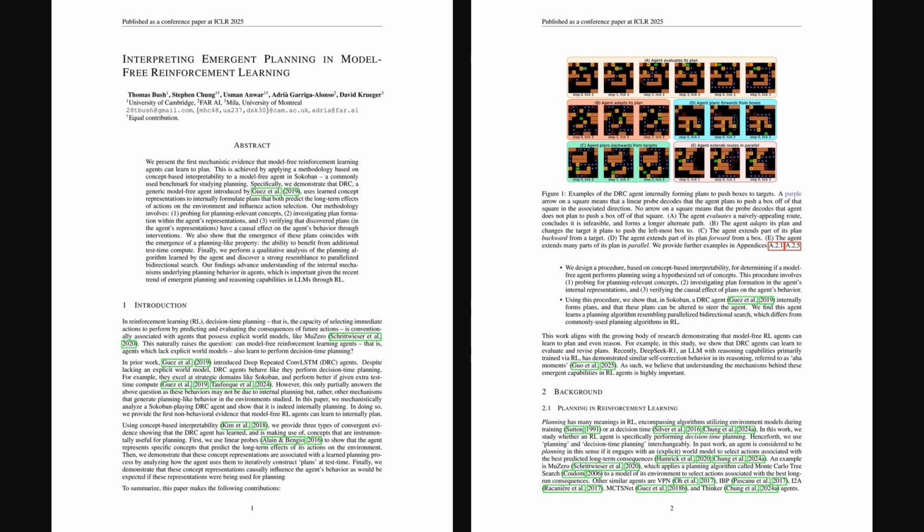Alright, today we're diving into an interesting ICLR conference paper titled Interpreting Emergent Planning in Model-Free Reinforcement Learning, published just over 3 months ago. This paper basically asks, can model-free RL agents, the ones without explicit world models, actually learn to perform decision time planning? They dig into whether observed planning-like behavior is genuine or just learned tricks.